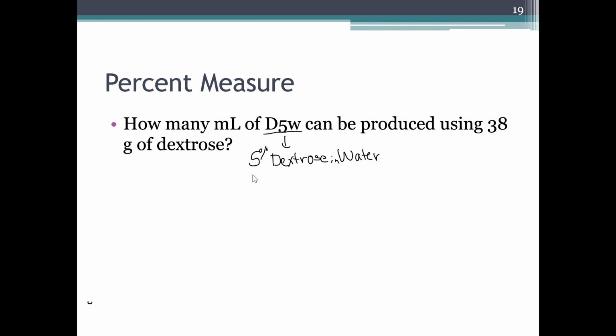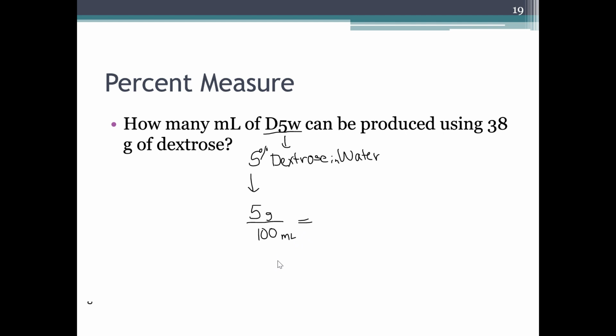So because this is a percentage measure problem, I can immediately make a fraction, so that it would be 5 out of 100. Dextrose, being a sugar, would be measured by weight or mass. So that is 5 grams. And the IV fluid dissolved in the water will be measured in milliliters, so 5 grams per every 100 milliliters.